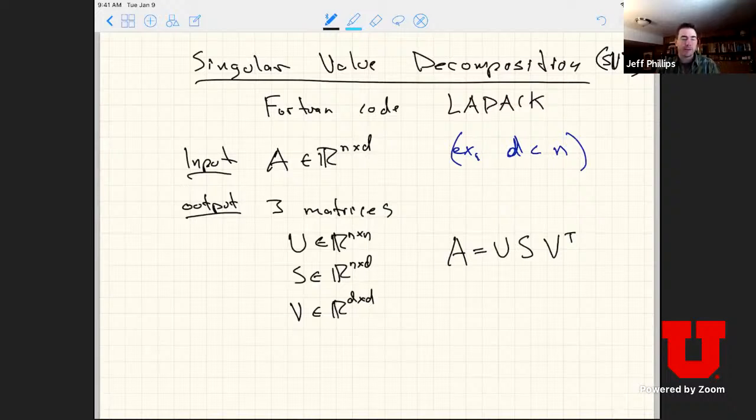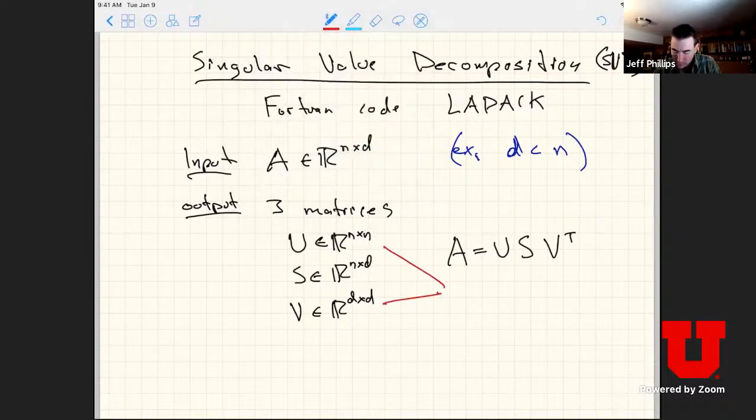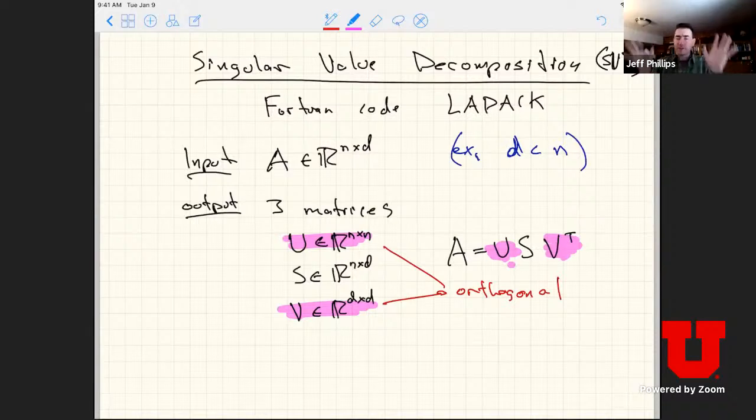And it's going to have a very special structure. So U and V are going to be orthogonal matrices, which means that they're just changing the basis. This is where we're going to get some basis representation. That's going to come out of the V matrix.